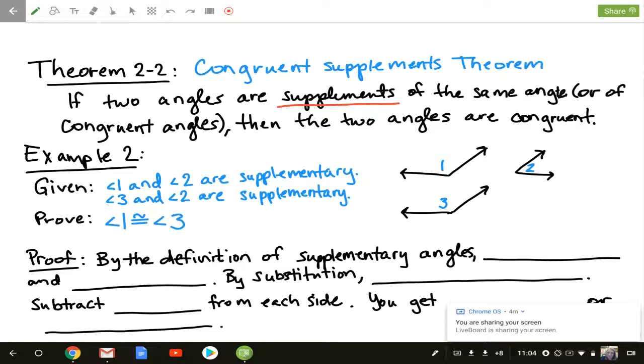Here I'm given angle 1 and angle 2 are supplementary. Angle 3 and angle 2 are supplementary. Those are the angles that they're referencing in this diagram that I'm given. And then I'm trying to prove that angle 1 is congruent to angle 3.